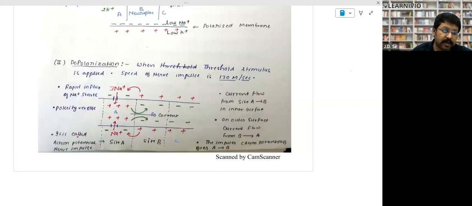Current will flow from side A to B on the inner side of the surface. On the outer side, current will flow from B to A. Then on the inner side, current will flow from B to C, then on the outer side from C to B. That's how the current flows in our neurons. And this is explained by the action potential theory. Tell me, is it clear or not?